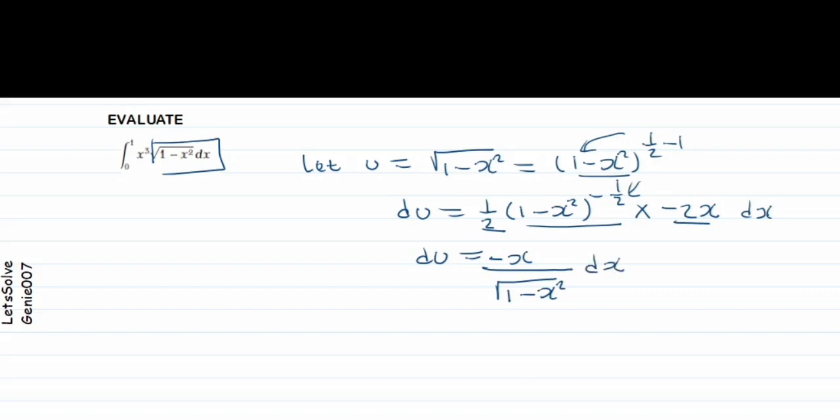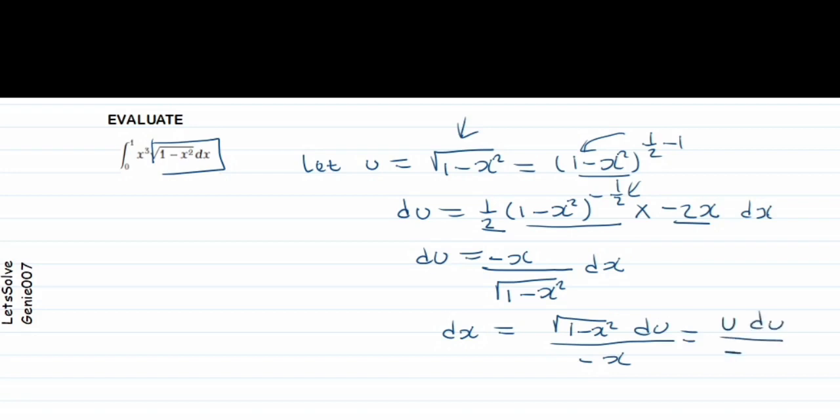Making dx the subject of the formula, we are going to have dx equal to the square root of 1 minus x squared du, everything over negative x. But we said that u is equal to the square root of 1 minus x squared. So this can be u du, everything over negative x.